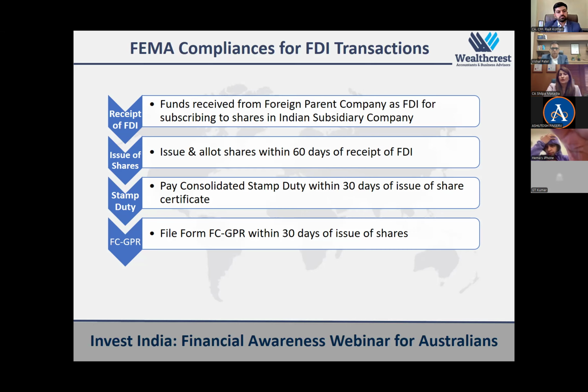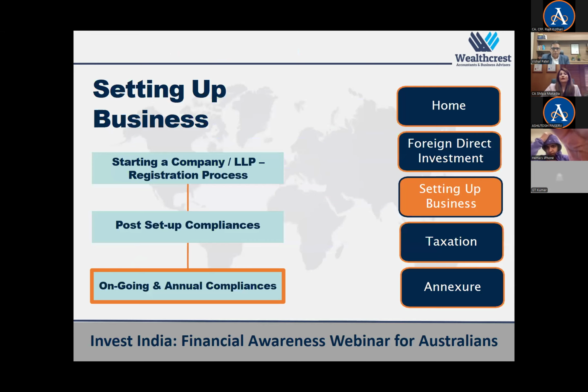So once you bring your funds, you need to allot the shares. If you are bringing in as FDI, within 60 days of receipt of funds, you need to report this to the RBI. Then there would be payment of consolidated stamp duty. Then there would be the FCGPR, which is a kind of return or report which needs to be filed with the RBI.